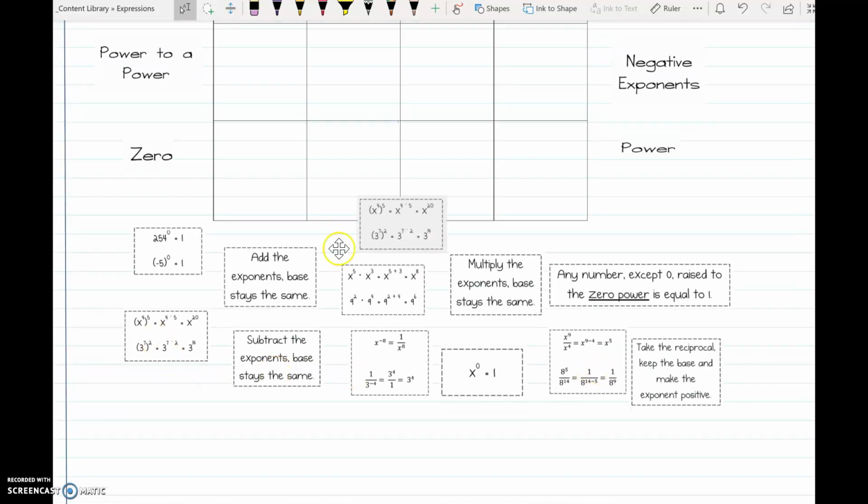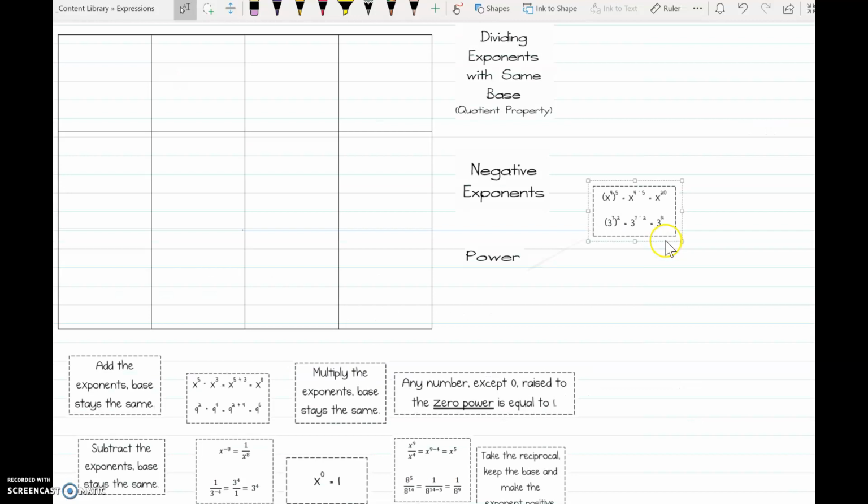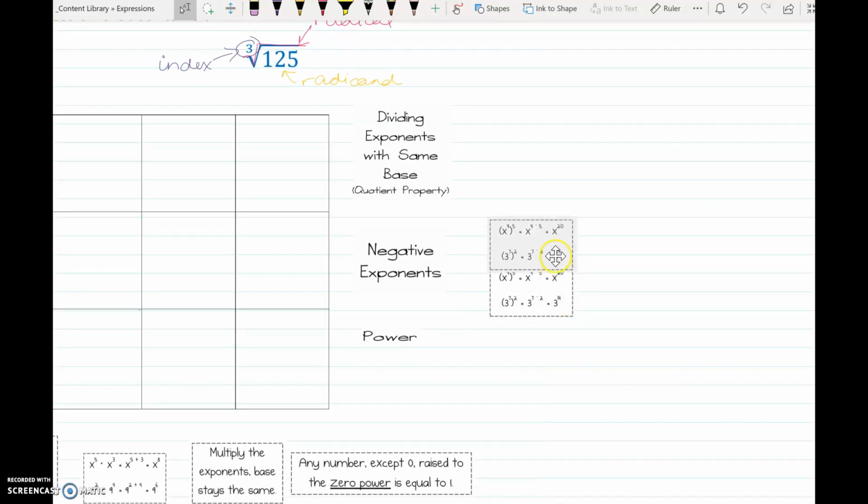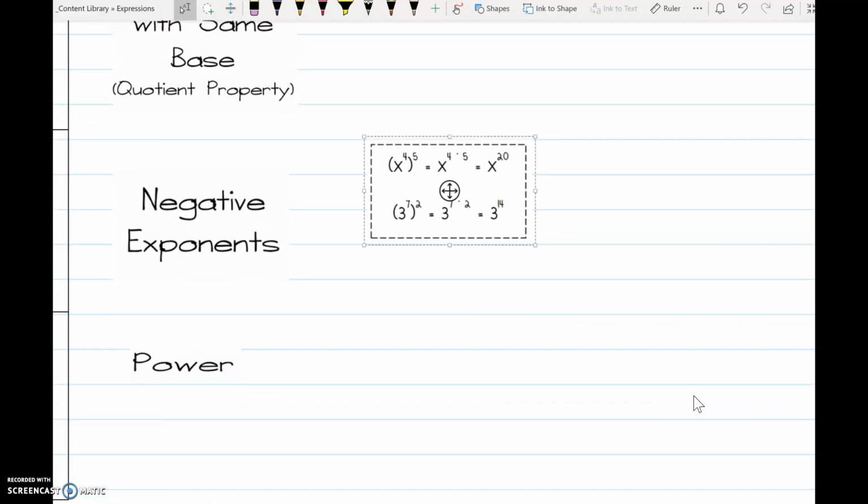I'll just grab this one, and I'm going to pull it off to the side so that I have more room to work with. So it says x to the 4th to the 5th. I want you to see why the rules work. It tells you if you've got a power to a power, we're going to multiply. Well, I want you to see why that works. x to the 4th is how many x's? Well, 4 x's.